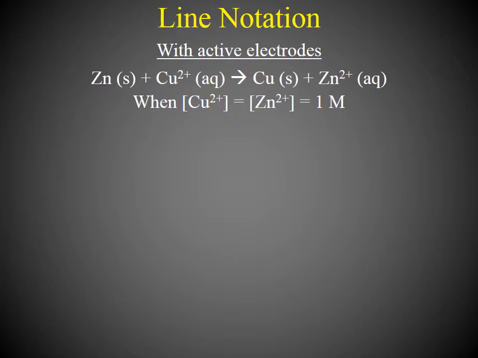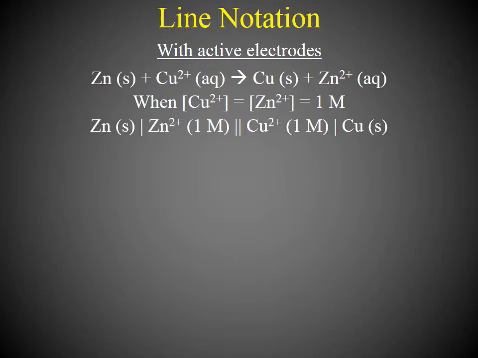You also have to be familiar with the line notation for describing a galvanic cell. Let's just say that it is a shortcut to writing galvanic cells. So for the reaction we just looked at, assuming that the copper 2 and the zinc 2 are at standard conditions, in other words 1 molar solutions, you would describe the galvanic cell this way.